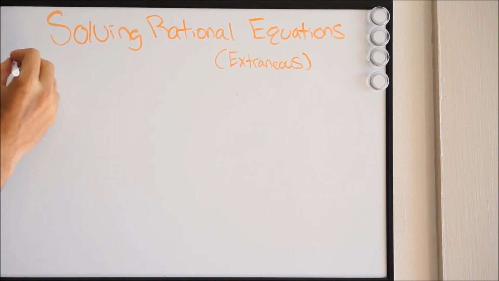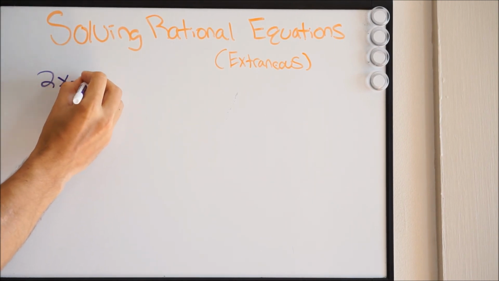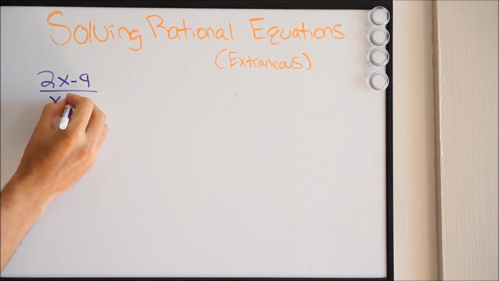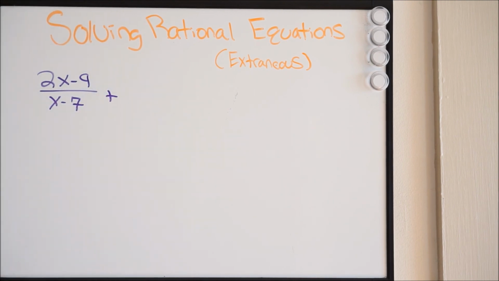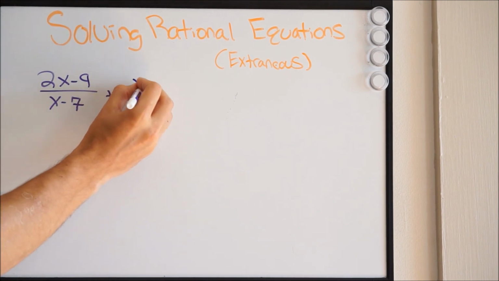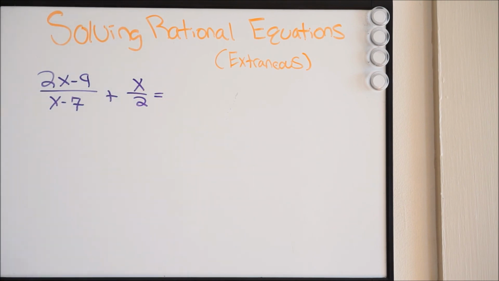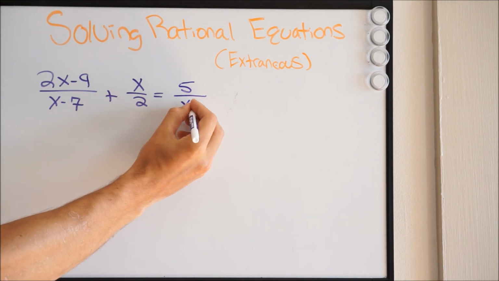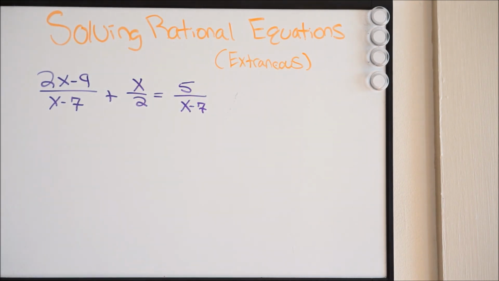So we have the following: 2x minus 9 all over x minus 7 plus x over 2, and then 5 all over x minus 7. So there are a couple of ways you could go about doing this. There's really no right or wrong way. It's really how you see it.